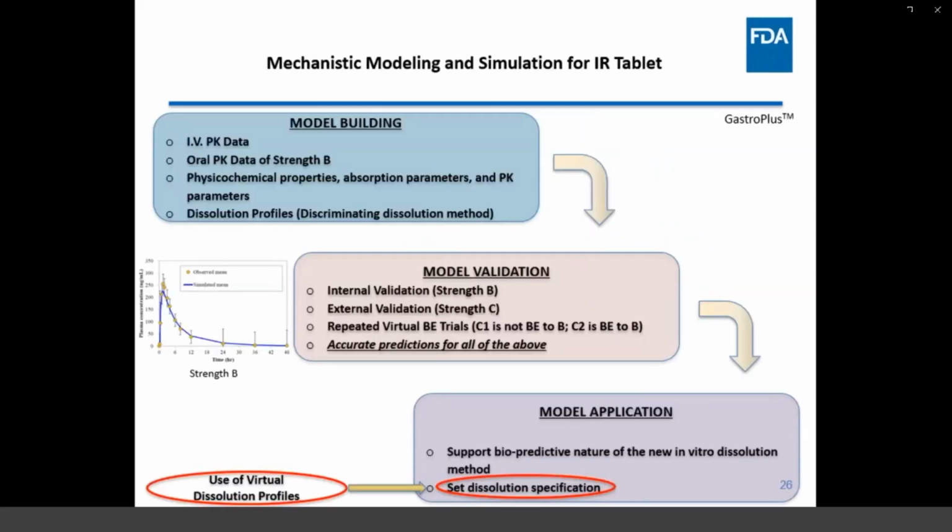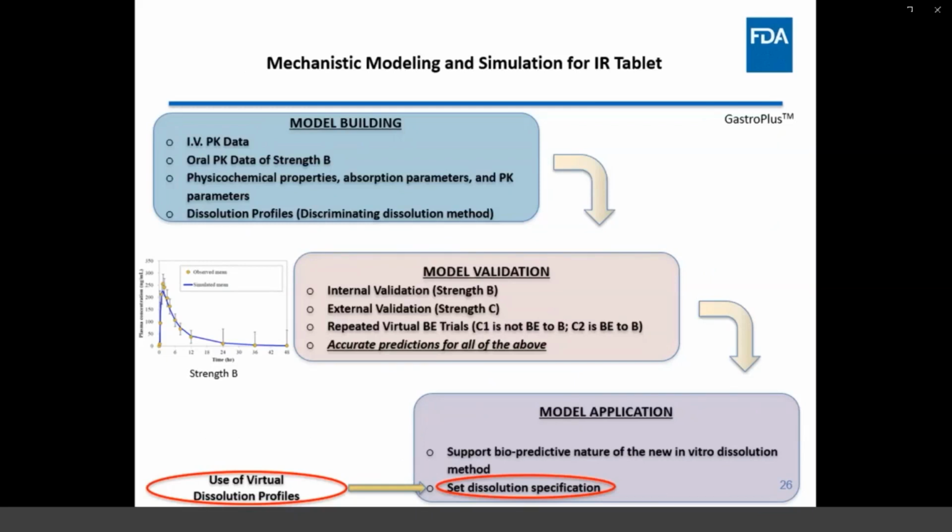So for this application, they were able to use PBPM to mechanistically model and simulate for their IR product. Briefly walking through the model building, they used IV PK data, oral PK data at one specific strength. They were able to input physiochemical properties, absorption parameters, and PK parameters, as well as including dissolution profiles.